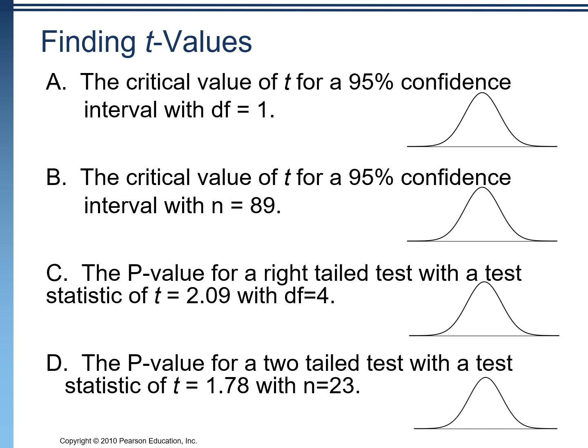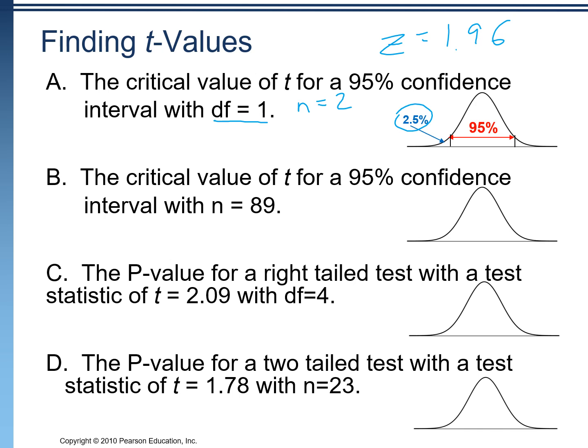Now let's talk a little bit more about this t-distribution and how we use our calculator to find these important t-values and p-values when we're using a t-distribution. In part A, we want the critical value of t for a 95% confidence interval with 1 degree of freedom. Degrees of freedom are just 1 less than the sample size, so this is telling us that the sample size equals 2. If this was a z-score problem, we would just add in the left tail of this distribution, go into inverse normal, put in 0.975 for area, and that would give us a z-score of 1.96 for a 95% confidence interval.